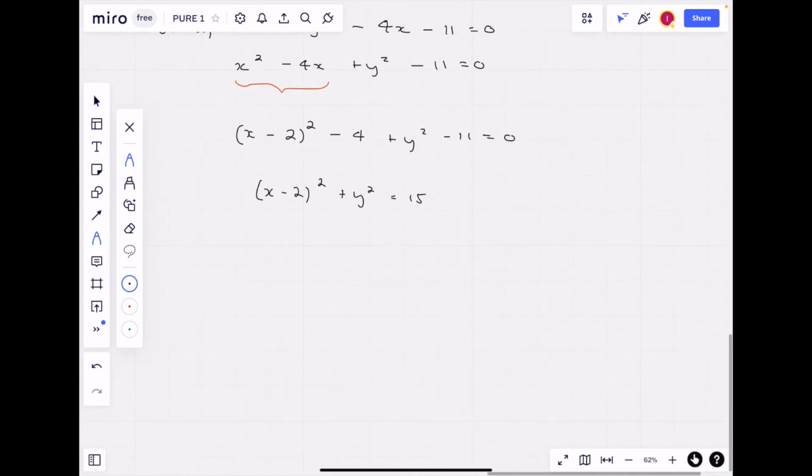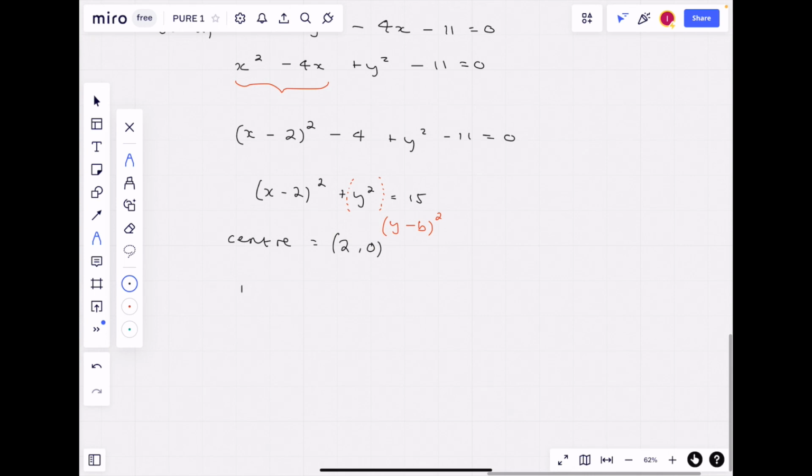The center will be taken from the bracket. Technically, I can have a bracket here. And technically, it is in the form y minus b all squared. The b is 0. So the center is 2, 0. I know that's kind of mean, but yeah.